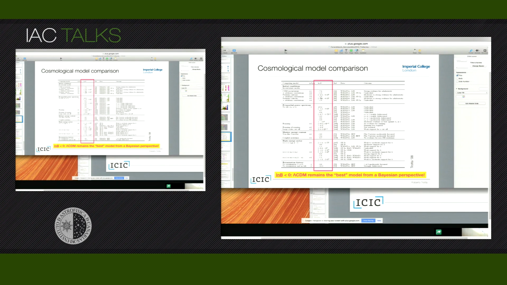And all of these numbers for the log of the Bayes factor are mostly negative, as you can see, which is telling me that the baseline 6 parameter lambda CDM model is a fully sufficient description of the data at the time. So in a Bayesian sense, this remains the best model from a Bayesian perspective. And all of this extra addition of parameters and these more complicated models were not needed and are still not needed, even with the more precise Planck observations.